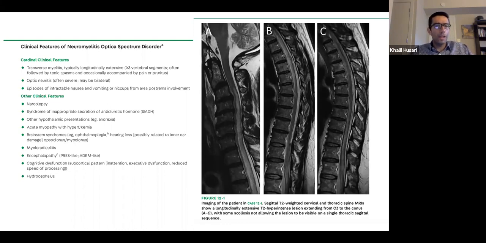And then the third one is that you will get intractable nausea, vomiting, and hiccups from the area postrema. This is a classic. I remember I had several patients. They come to the ER with intractable nausea, vomiting, and hiccups, and they have been to GI, to medicine. They got EGDs and scoped and so on. And then finally they come and see us, and we diagnose them with neuromyelitis optica because they have this area postrema at the floor of the fourth ventricle. They would have this active demyelination that's causing their symptoms.